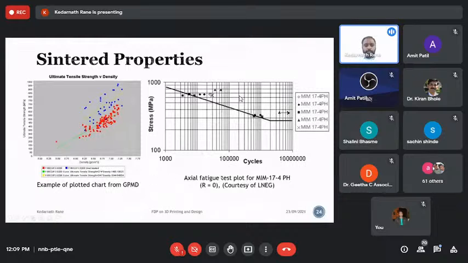When it comes to the fatigue life, because some of the parts are going for higher fatigue applications, you can see as soon as you change the composition, you will have different fatigue life. Again, this fatigue life is correlated with the density. You have higher density, you have higher fatigue life.